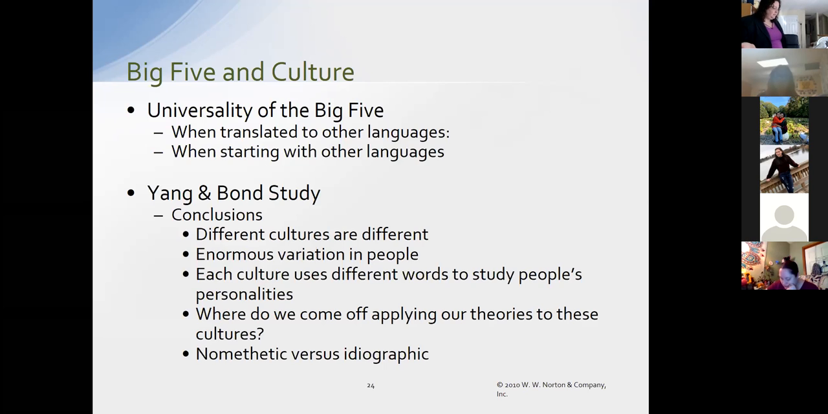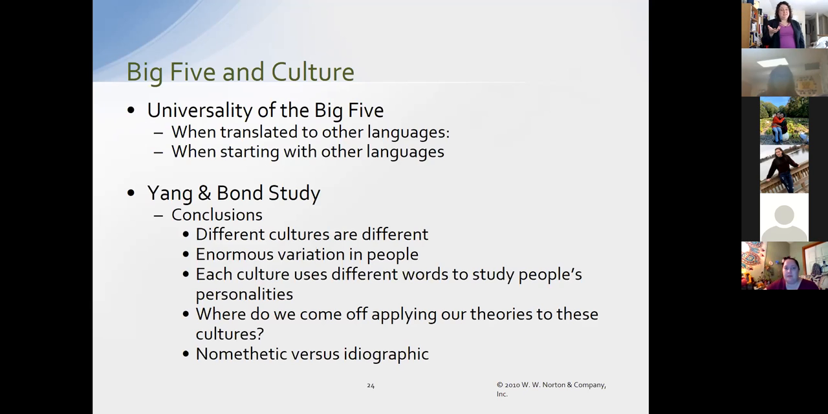So Yang and Bond looked at the Big Five in different cultures, particularly Taiwan, and drew some interesting conclusions. I mean, one is not that difficult to wrap your head around, right? Different cultures are different. But it's sad they have to say that, because some people don't remember that when we go to do psychological research. And the most important thing, I think, is that there's enormous variation in people within cultures, right?